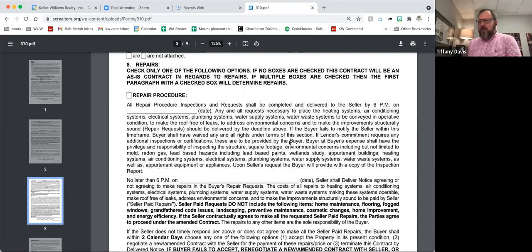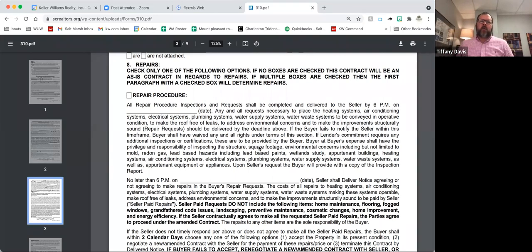All right. Repairs, section 8. There are 3 types of ways you can handle repairs: repair procedure, due diligence, and as is. Repair procedure. We're just going to go in order. Repair procedure is, the best way to describe it is pre-agreed upon repairs.